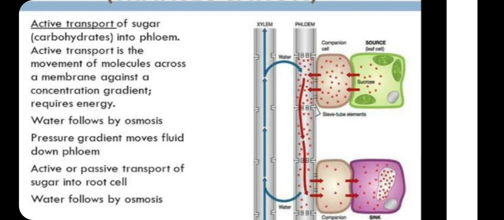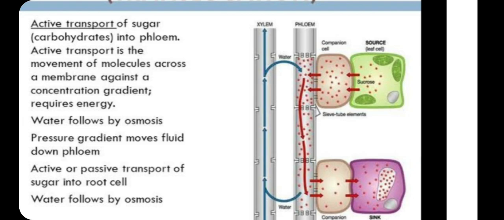In the companion cell there is no sucrose now, and you know that molecules always move from higher concentration to lower concentration. Here active transport also takes place. Why active transport? Because the sucrose has to pass through the membrane. The leaf cell has a membrane, the epidermis is there, and the companion cell also. So these are two different cells. This is a leaf cell and this is a companion cell.